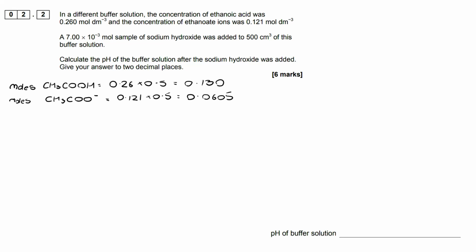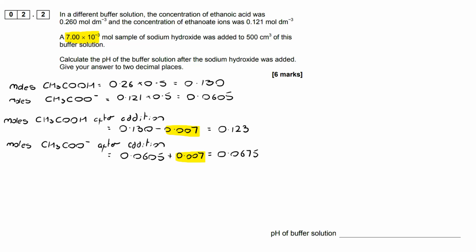Now, as an example, we have got here moles of CH3COOH. We have a concentration and we've got a volume. We've got 500 cm cubed that I've converted to dm cubed here, 0.5. So I can go through and I can calculate my moles of ethanoic acid and my moles of ethanoate ions.